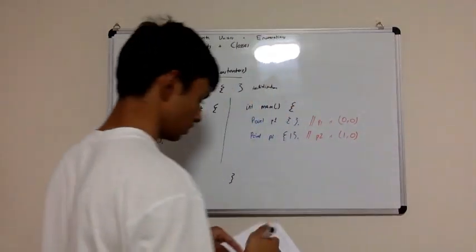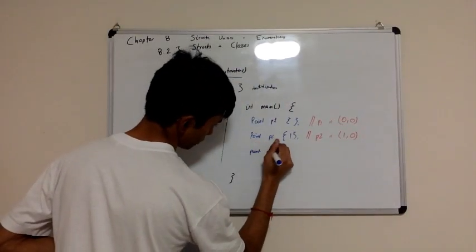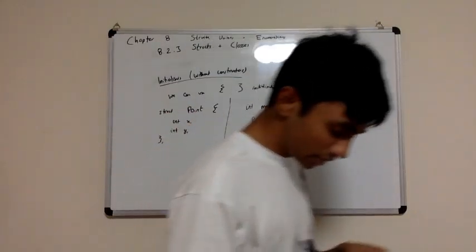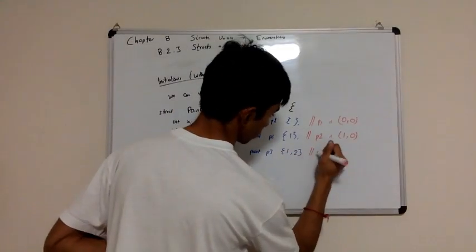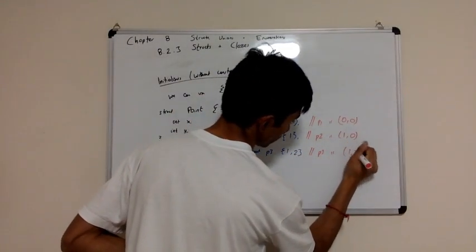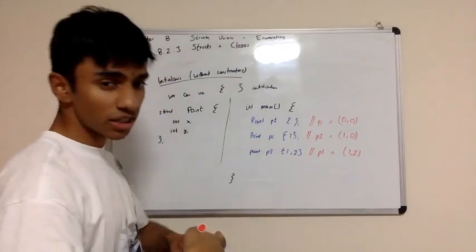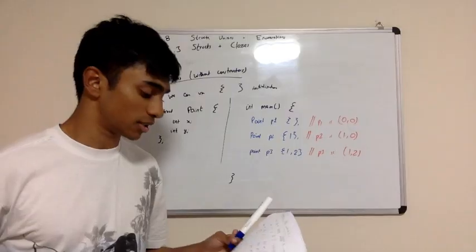Finally, if we have point p3 and I do 1, 2, then p3, as you can probably guess, will be point 1, 2. The first went to x, and the second went to y. If you were to try a third value, I believe that would be an error, because the compiler would say it doesn't know where to put it, since you only have two fields.